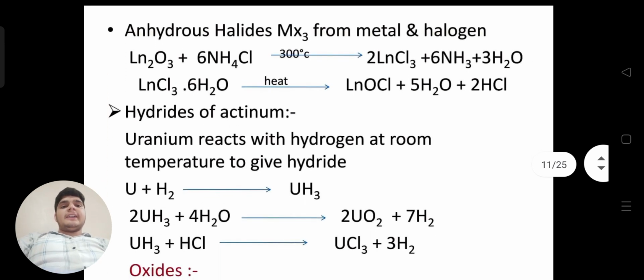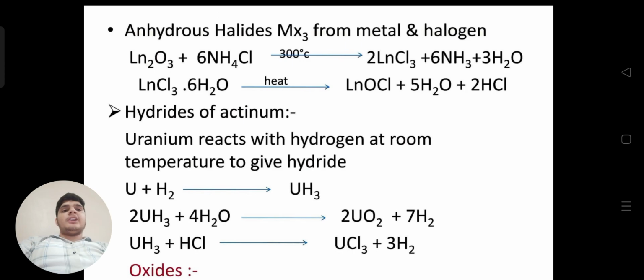Also, the anhydrous halides with the empirical formula MX3 from metal and halogen react in this order: Ln2O3 plus 6 moles of ammonium chloride at a temperature of 300 degrees Celsius forms LnCl3 and 6 moles of ammonia plus 3 moles of water. Also, 3 moles of LnCl3 with 6 moles of water, when heated, will form LnOCl plus 5 moles of water and 2 moles of HCl.